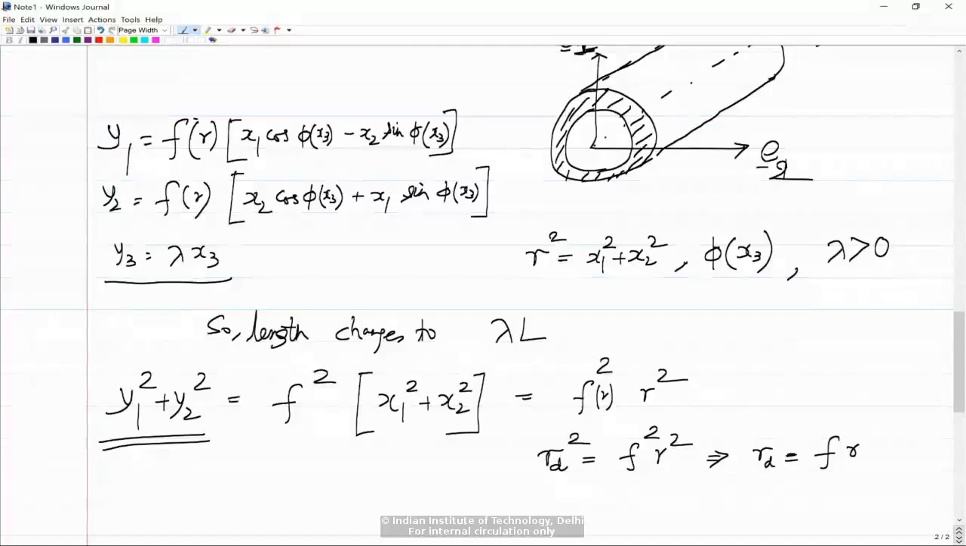So the radial coordinates are also changing. In case of twisting, the radial coordinates usually do not change. That's our picture of twisting from the undergraduate course. So here the radial coordinate has changed.